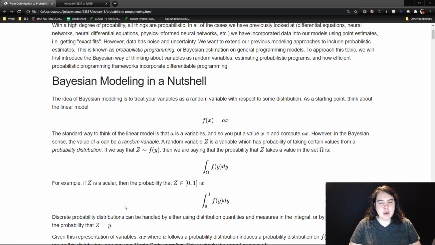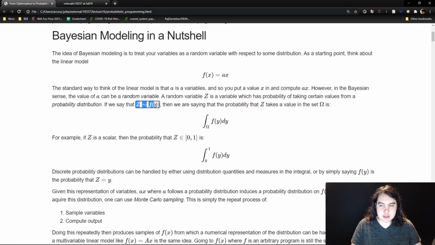And so, as a starting point to really understand what it means to have a variable as a distribution instead of a number, we can think about the linear model, which is f of x equals ax. And now let's ask the question of what happens if the variable a is a distribution instead of just being a number, right? So in a Bayesian sense, the value of a is a random variable. A random variable is a variable such that every instance of it is taken from a probability distribution. So that's what this notation says.